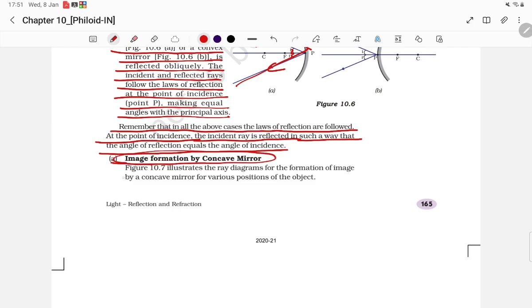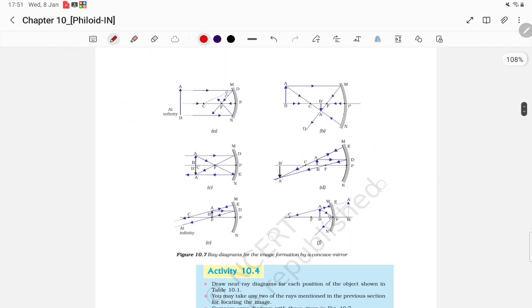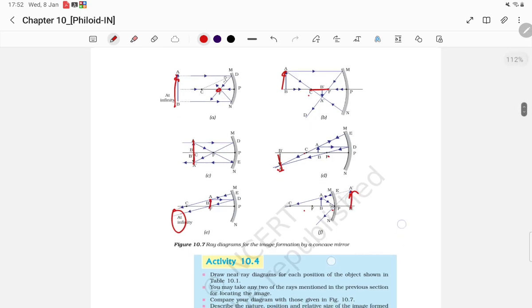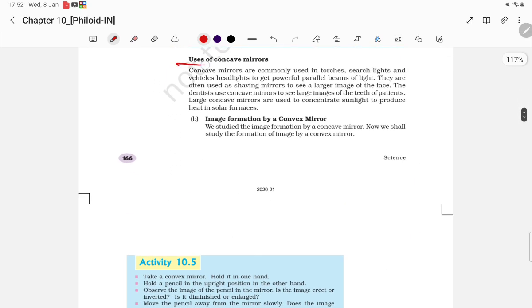Image formation by a concave mirror. The figure illustrates the ray diagram for the formation of an image by a concave mirror for the various positions. So here you see, students: if the object is at infinity, the image is at the focus. Beyond C, the image is between C and F. At C, the image is at C. Between C and F, the image is beyond C. At the focus, the image is at infinity. Between P and F, the image is behind the mirror.